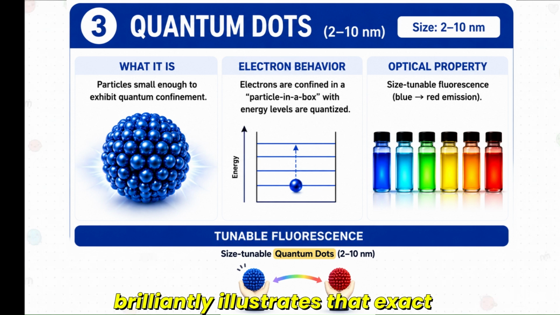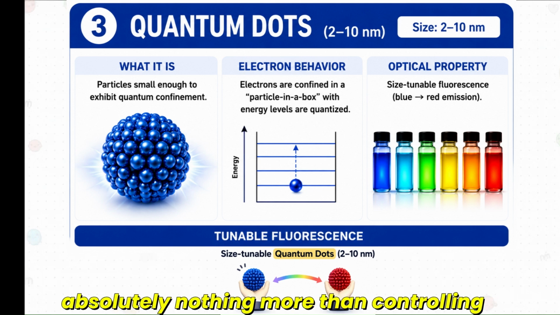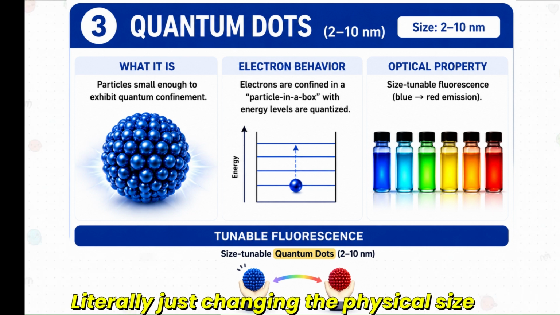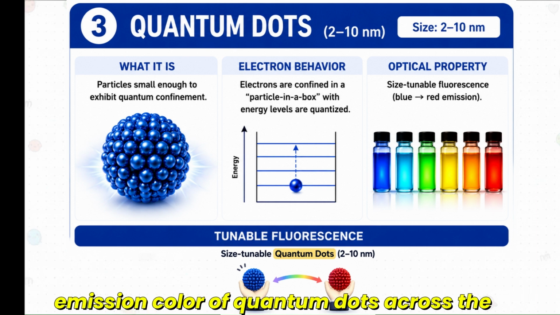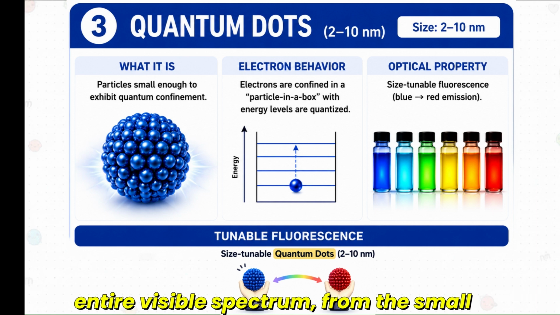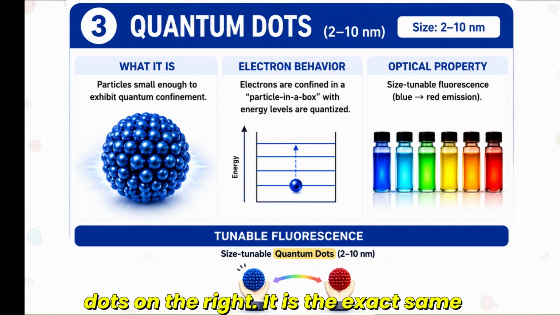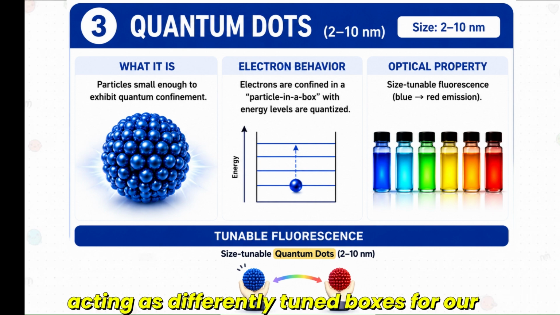And this brilliantly illustrates that exact concept in the real world. By doing absolutely nothing more than controlling the synthesis time and temperature, literally just changing the physical size of the particle, chemists can tune the emission color of quantum dots across the entire visible spectrum. From the small blue dots on the left to the larger red dots on the right, it is the exact same material. They're just different sizes acting as differently tuned boxes for our trapped electrons.